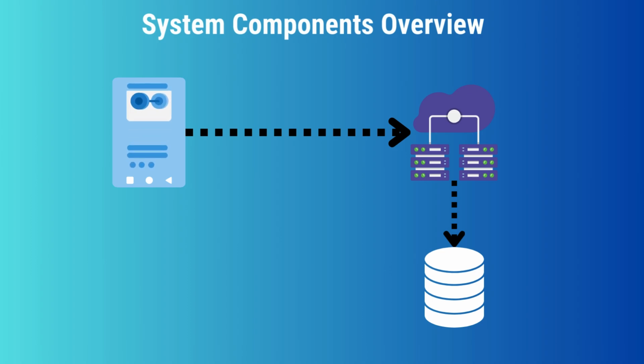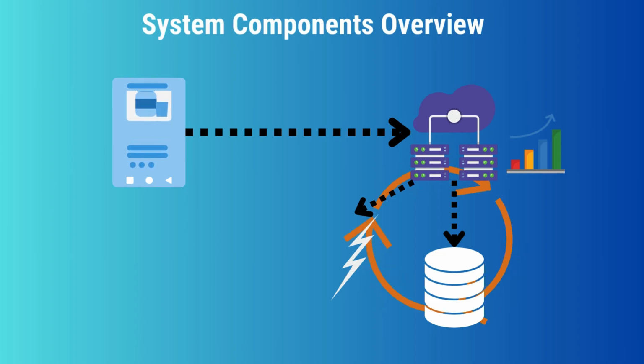Next, we have the database. It's where all the essential information and user data is stored. But as systems grow, a single database isn't always enough. We also need to consider caching to speed up data retrieval and load balancers to efficiently distribute traffic across multiple servers. All these components must work together seamlessly to ensure a smooth and responsive experience for users.